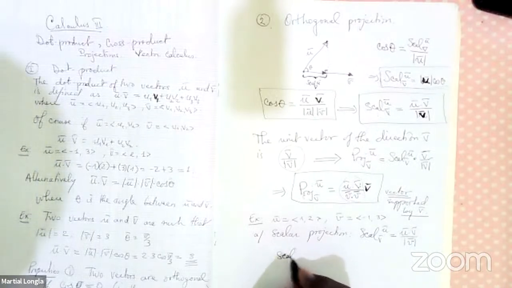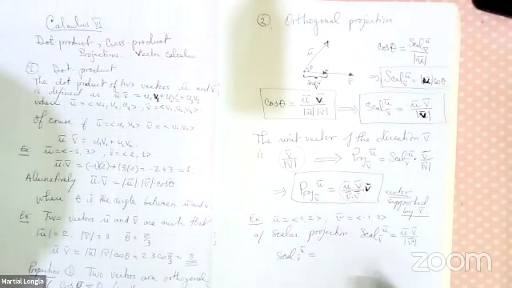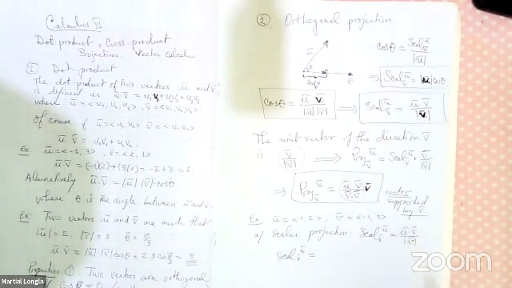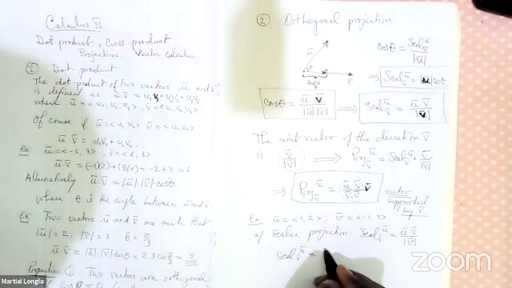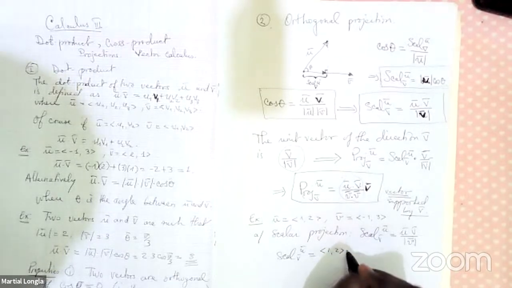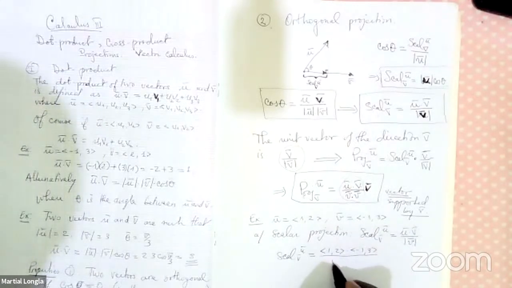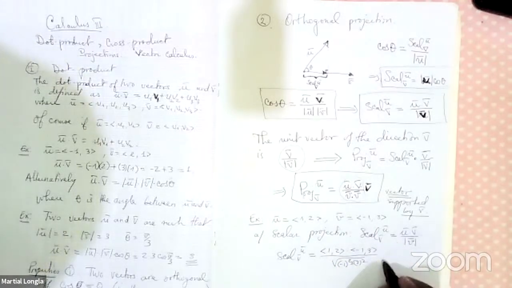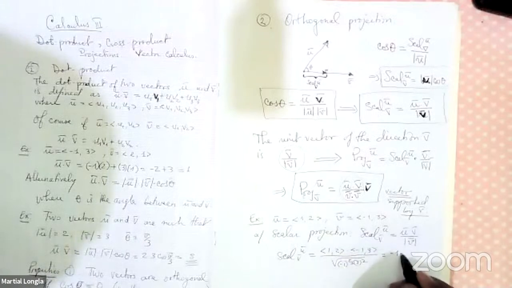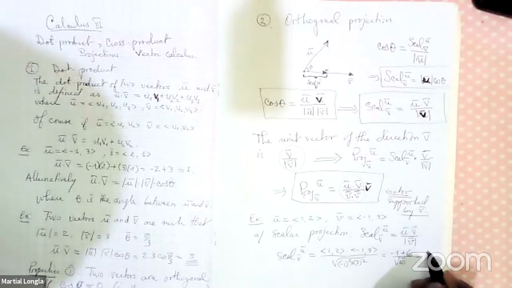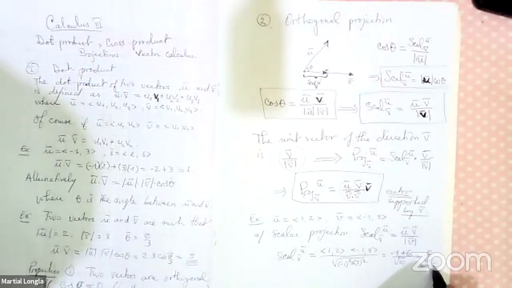So the scalar projection of u onto v equals, and this is scalar, that's a number, that's what it means, u dot v. It's (1, 2) dot (-1, 3) over the magnitude of v, which is the square root of (-1) squared plus 3 squared. And this is equal to 1 times -1, plus 2 times 3, which is 6, over square root of 10. So the answer is 5 over square root of 10. That's the scalar projection of u onto v.